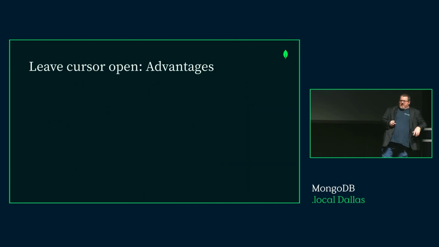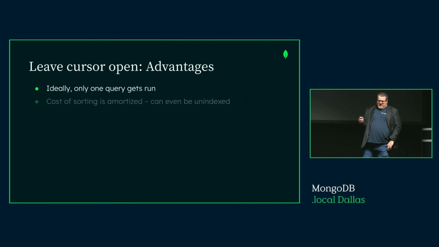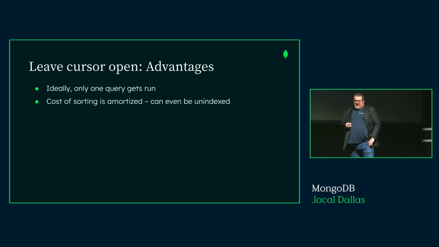Now, leave cursors open. We have the advantages. Ideally, only one query gets run for your process. Again, let's assume that we're using a session ID and we're opening up a hash map with the cursors. The query only ever gets run once. So, indexed or not indexed, a lot of that performance impact that we would have from repeatedly executing the same queries over and over again is reduced. Cost of sorting is amortized. We can even keep this index.